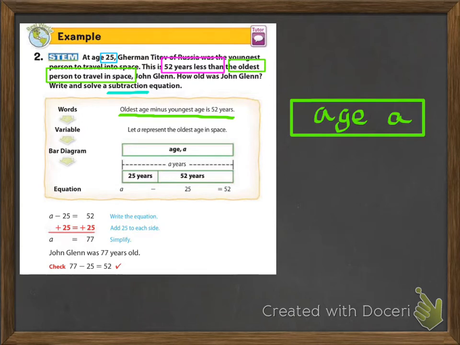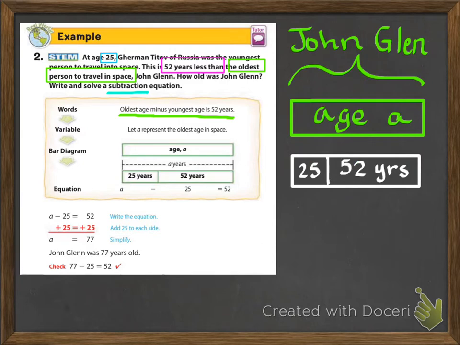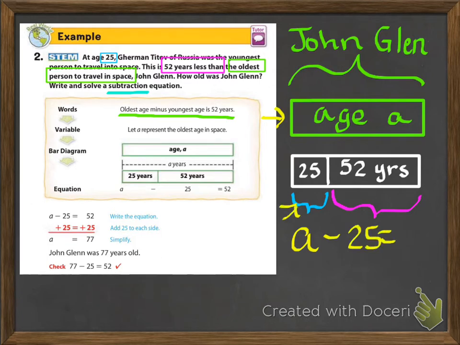So let's go ahead and draw another bar. As you can see, I put a bar around the big green one because I'm saying that's John Glenn's age. Now we're going to identify the pieces here. We know that if we take John Glenn's age, which is the oldest, and we subtract this 25 right here, then we're going to get 52 right here. So now let's put that into an equation. We have A, which came from right here, minus 25, which came from right here, equals 52, which came from right here.